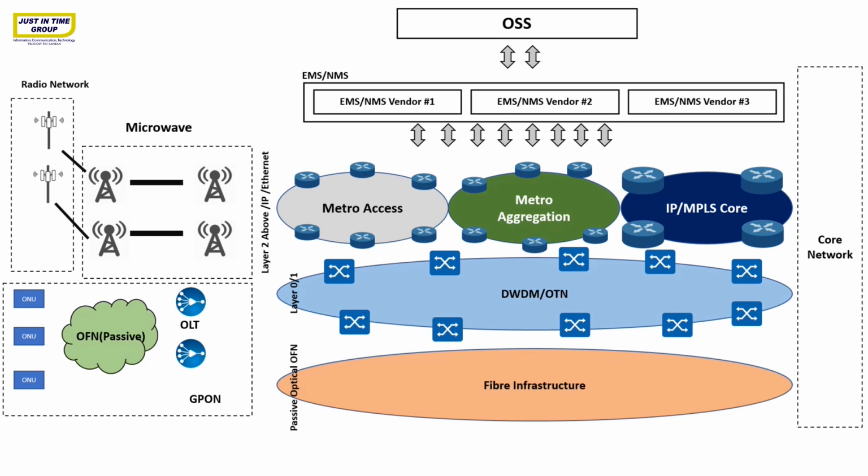On top of all those, there could be different EMS and NMS systems from different vendors, because some operators don't want to be vendor locked in, so they have network infrastructure and equipment from different vendors. Because of that, there could be different EMS and NMS systems. On top of that, there could be northbound APIs exposed into the OSS and BSS layers. So this is how a typical transport network would look.